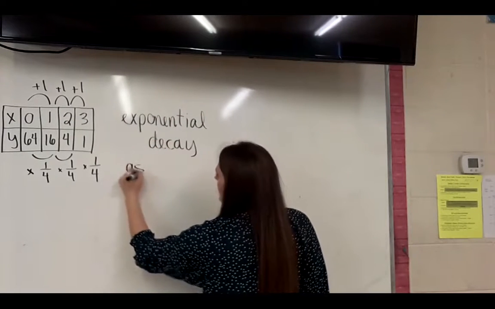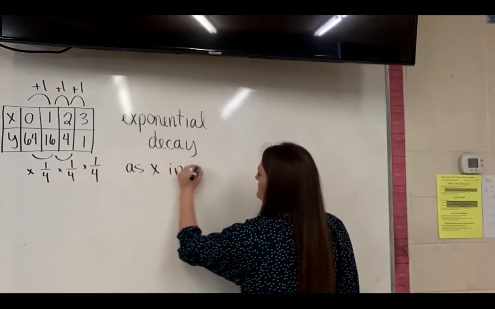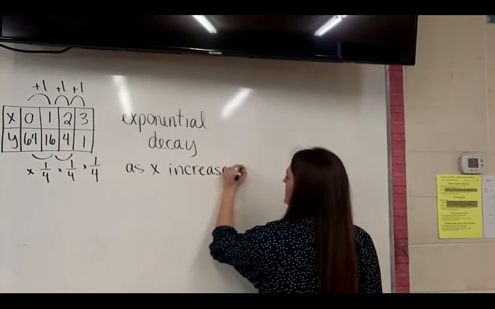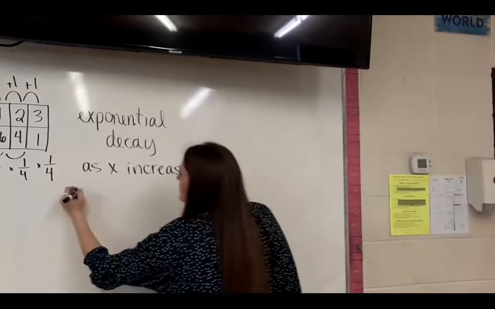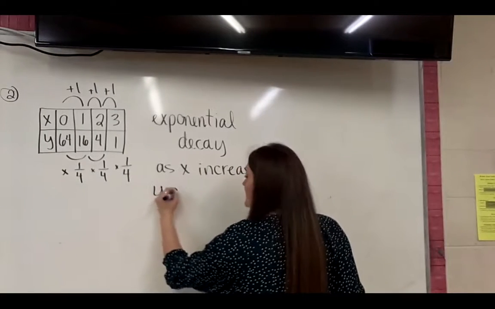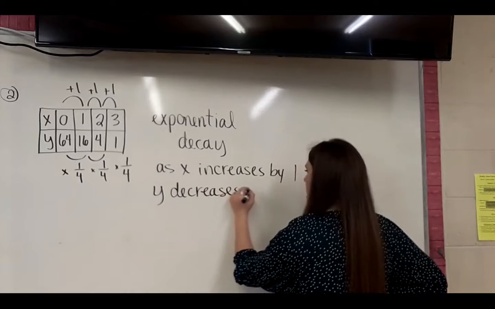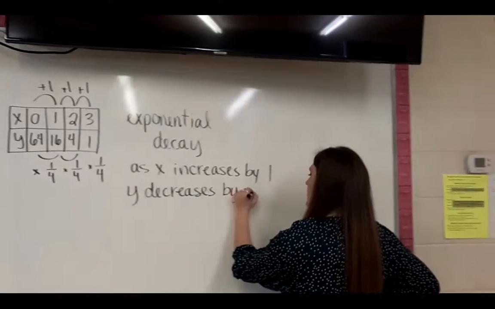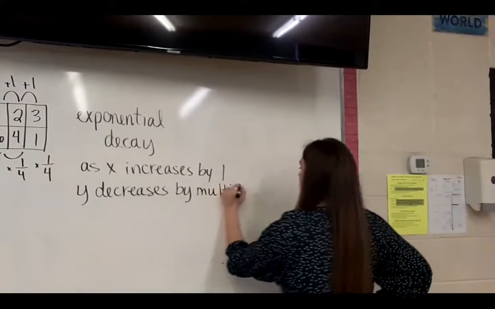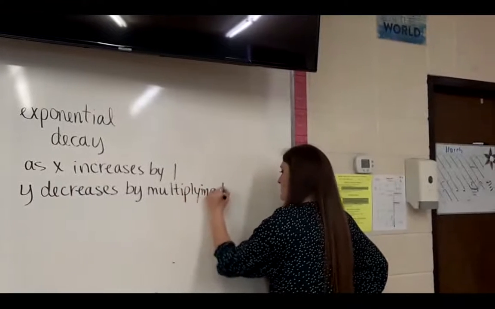And as x increases by 1, this is just how we explain it: y decreases by multiplying by 1/4.